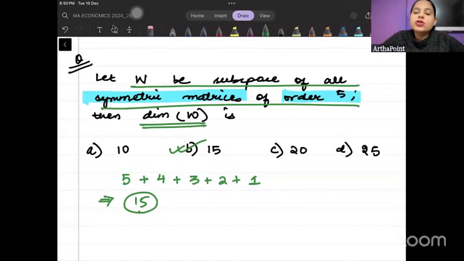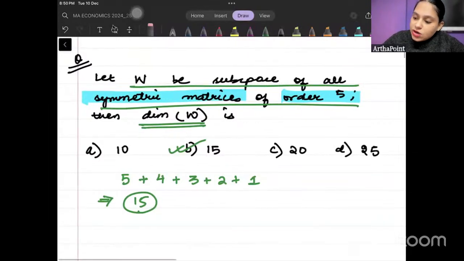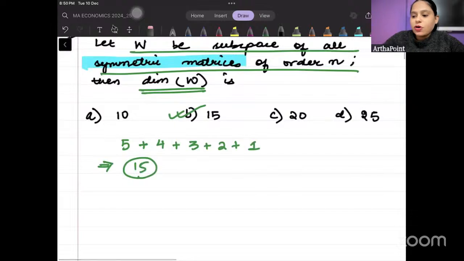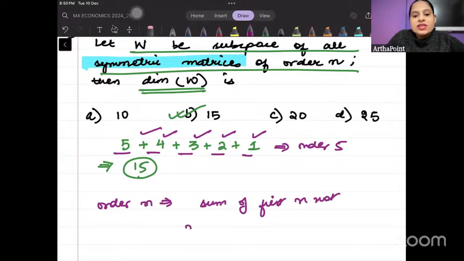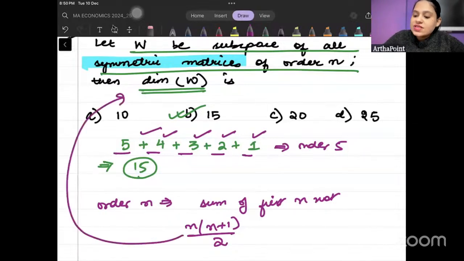But you can also do it for a general case. Just for example, if I would have asked you, what about order n? Then what will be the dimension of a symmetric matrix of order n? So we are adding the first n elements. When order is 5, we are adding the first 5 natural numbers. So if order is n, we will add the first n natural numbers. And what is the sum of first n natural numbers? It is n(n+1)/2. So we know that the dimension of a symmetric matrix is going to be n(n+1)/2.